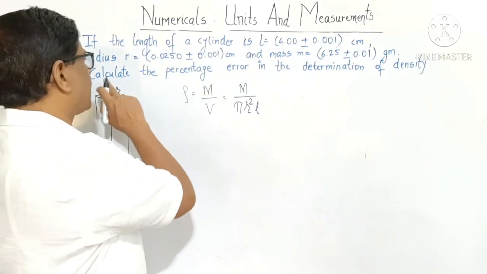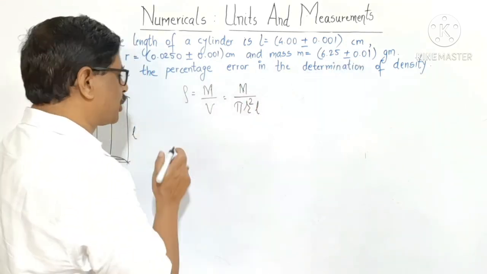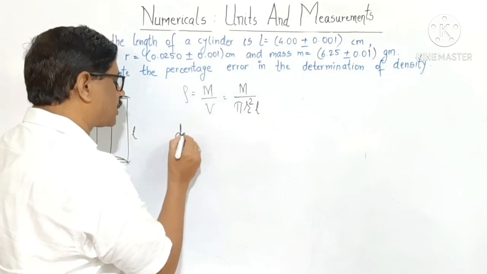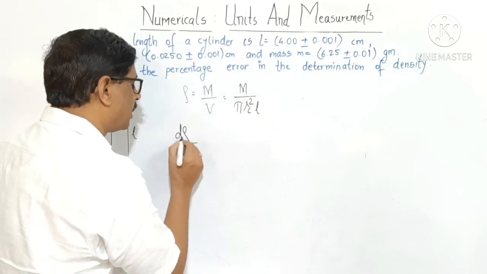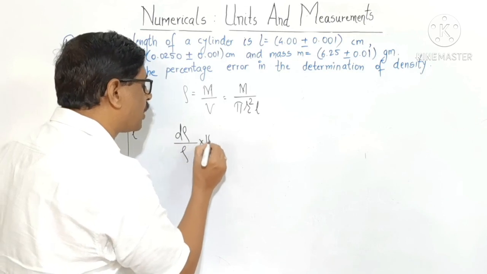Now, what is asked: calculate the percentage error in the determination of density? In order to determine the percentage error, I will write this as d rho by rho into 100.